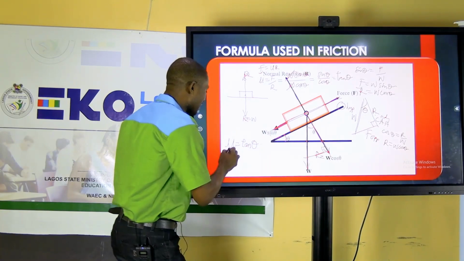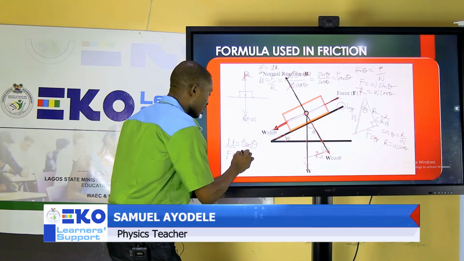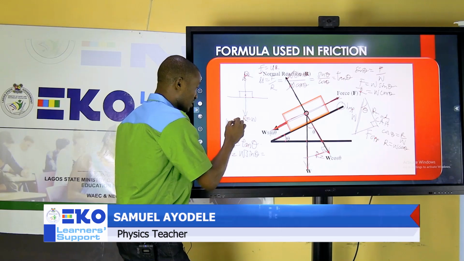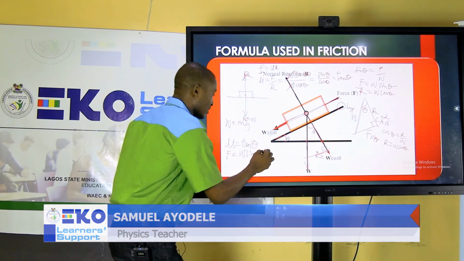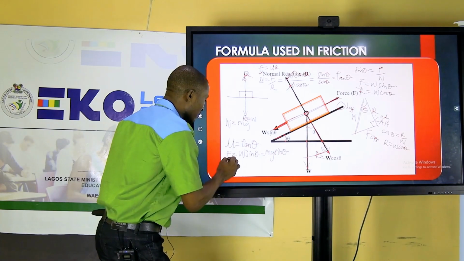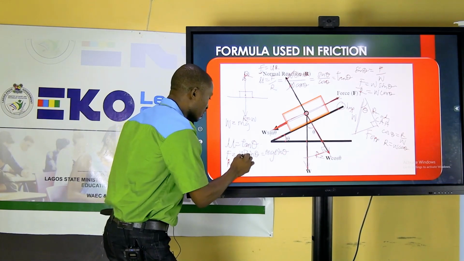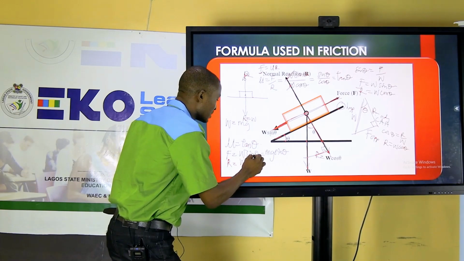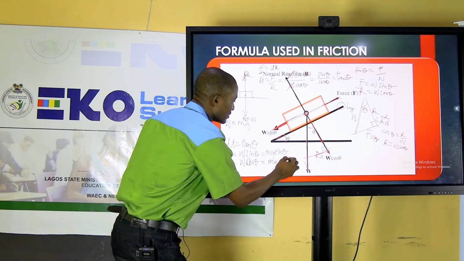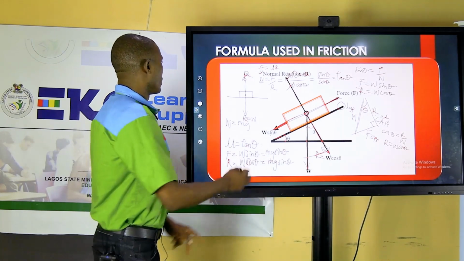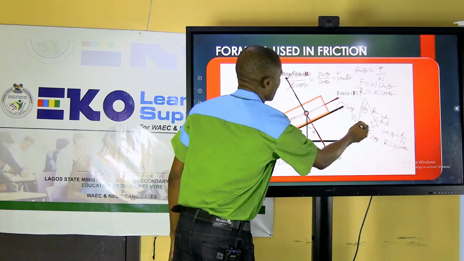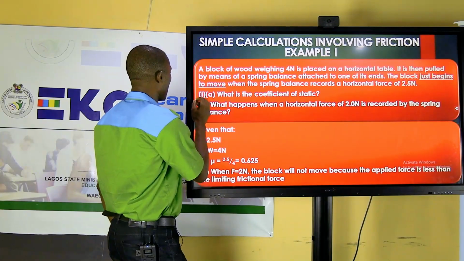And then the force acting parallel to the surface will be W sine theta. Don't forget also that W is weight, and since W is weight, it is mg. You can also have it as mg sine theta. So aside from that, R, which is our normal reaction, is also W cos theta. Since it's W cos theta, W also can be replaced with mg, so you can have it this way. So next, let's try to apply what I have just explained here. Look at this question now.